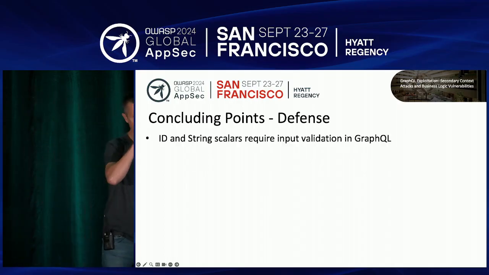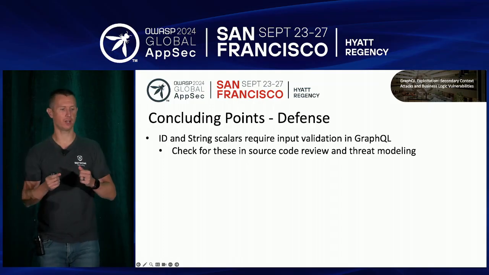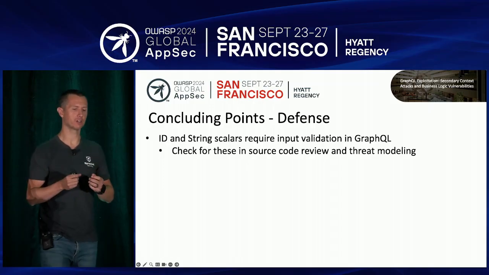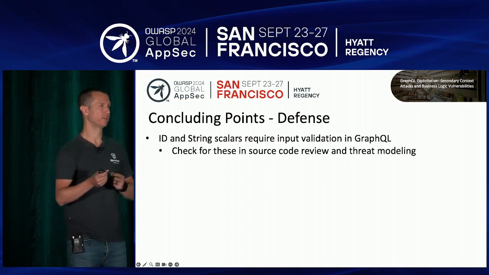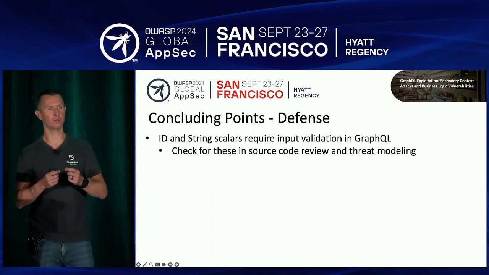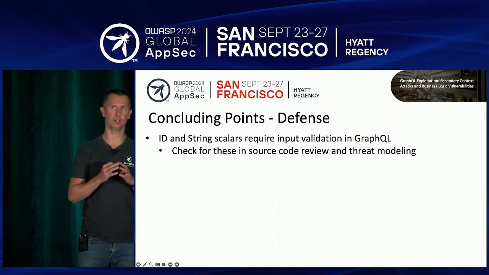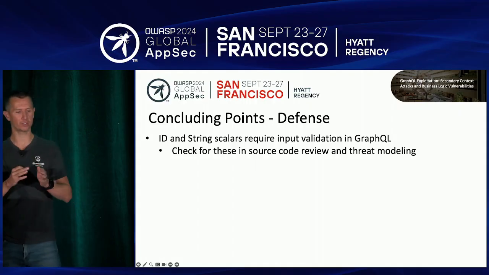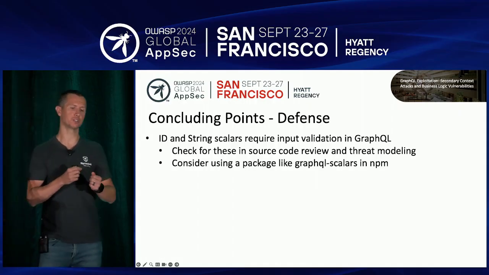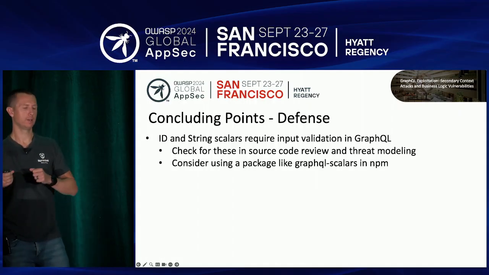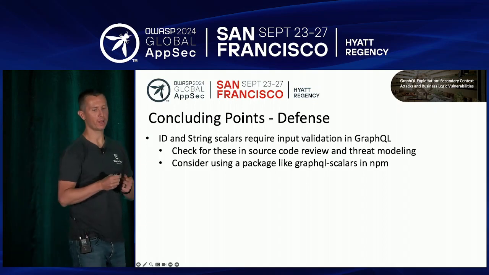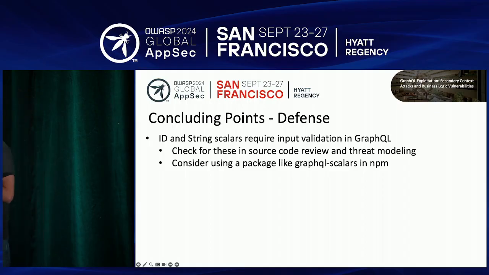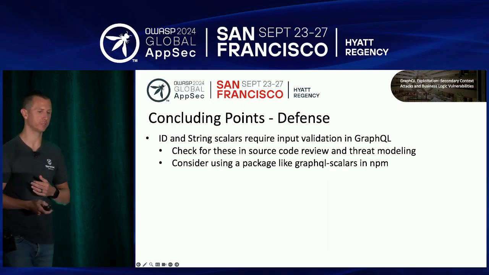Concluding points for defense, really important for the security engineer or developer: ID and String scalars require input validation, right? It's really important to understand that those can take on any input. It's very liberal in terms of the input it'll take. So we need to have input validation to make sure it matches. So check for those in source code review and threat modeling. Life can be made a lot easier using a package like GraphQL Scalars or developing your own non-default scalars to protect against these types of attacks.